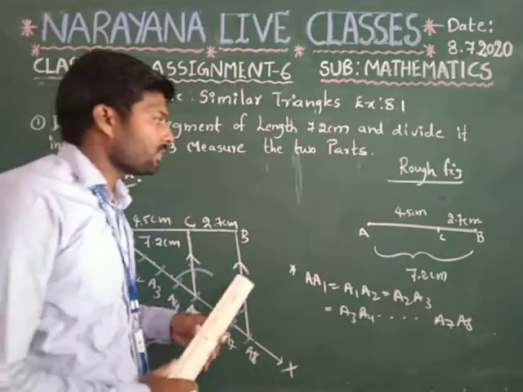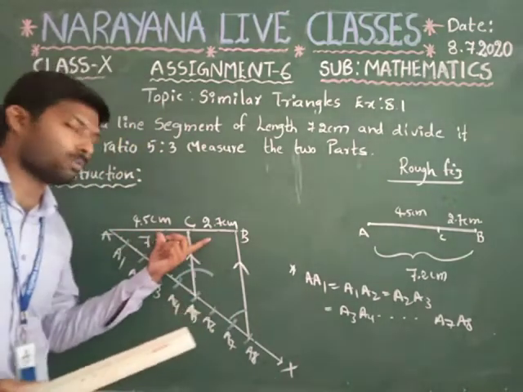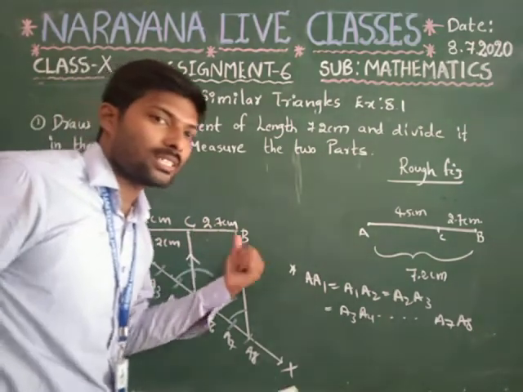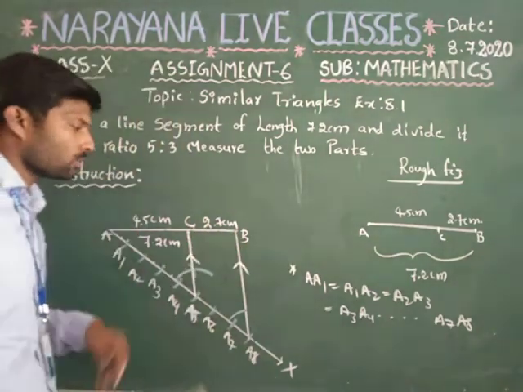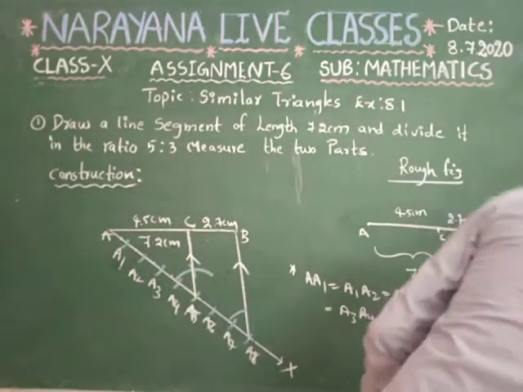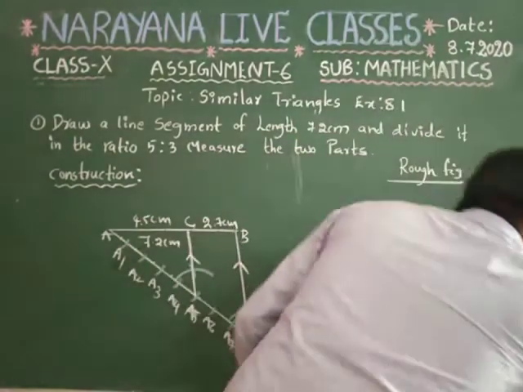So likewise, we can divide the line segment into two parts. One part is 4.5 centimeter and one more part is 2.7 centimeter. So this is also possible. You can also verify it theoretically. How can you verify this one? You can do it like this.